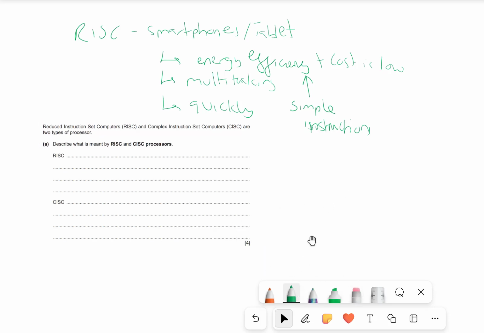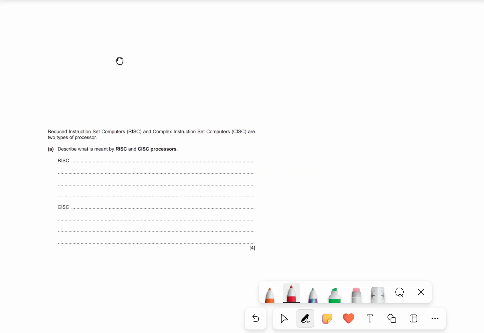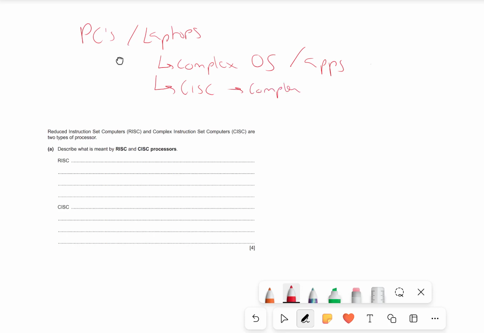We then have CISC. This is where we talk about PCs, laptops. We've got more complex software, like complex operating systems, complex apps. CISC, guess what? Can deal with complex instructions. So we're talking about things like 3D gaming. It can do simple things as well, but the point being is it can do more than RISC in essence.